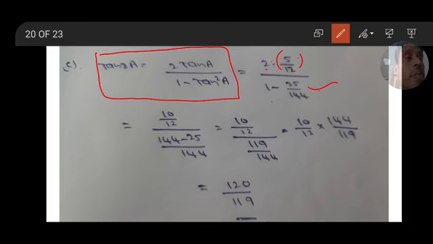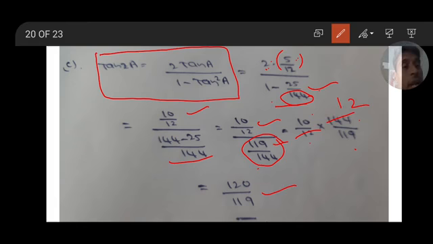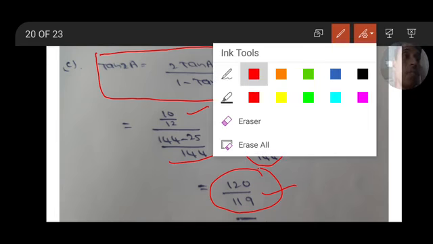So 2 into 5 by 12 means 10 by 12, and here the LCM is 144: 144 minus 25 by 144. So 10 by 12 and 144 minus 25, 119 by 144. It will be the reciprocal, the denominator also. 10 by 12 into 144 by 119. 12 1 12, 12 144. 10 into 12, 120 by 119. 120 by 119 is the tan 2a value.